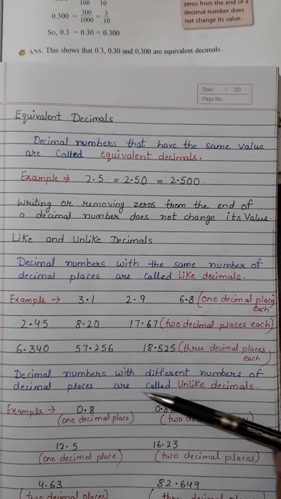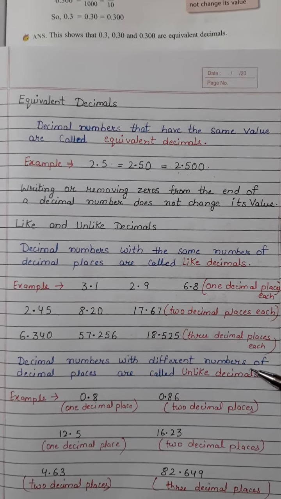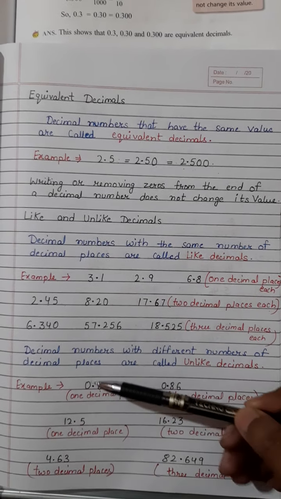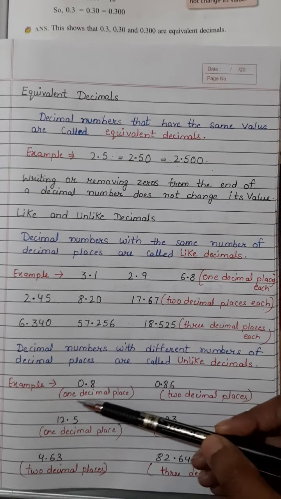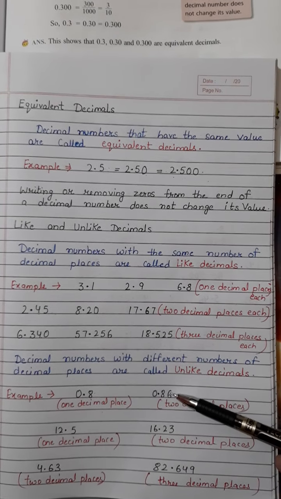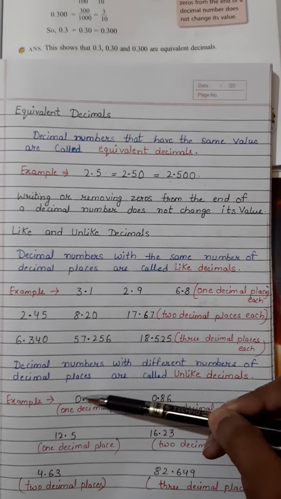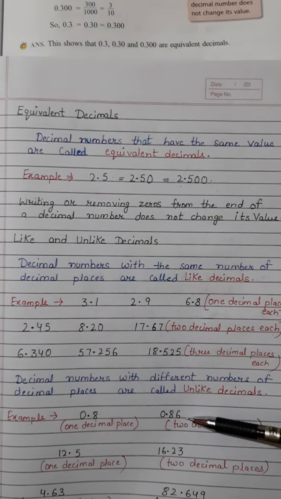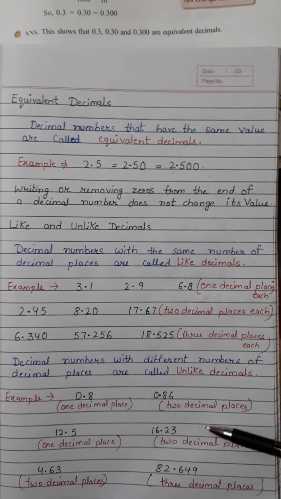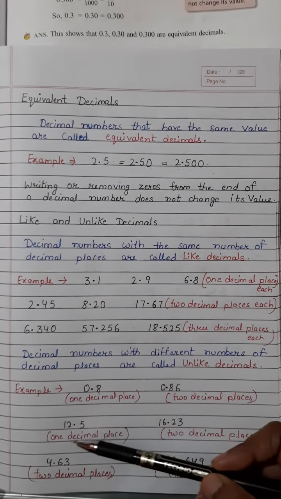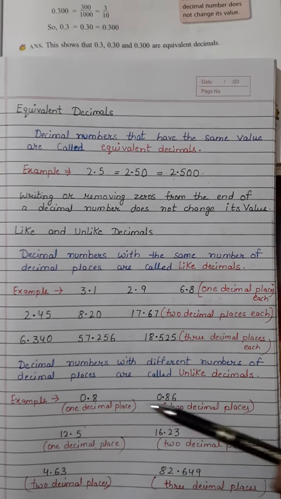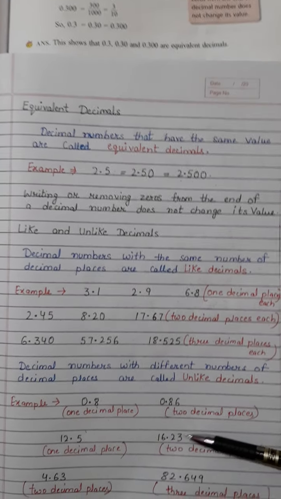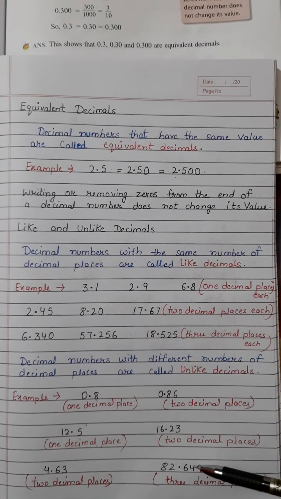Now unlike decimals: decimal numbers with different numbers of decimal places. If I compare 0.8 and 0.86, after the decimal here only one digit, so this is one decimal place. Here after the decimal 2 digits, so this is 2 decimal places. So these both are unlike, right? They are not the same. Same here with 12.5 and 16.23. This is 1 decimal place because one digit is there after the decimal. Here 2 digits are there after the decimal, so this is 2 decimal places. So both are unlike. This is 4.63, here is 82.649.